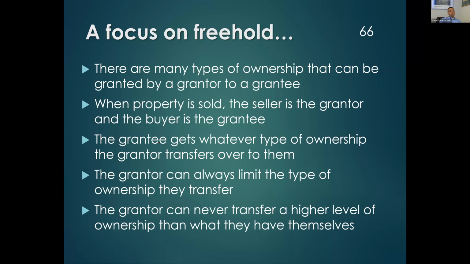Now the grantor can be real nice and transfer everything they've got. So if the grantor has unlimited ownership, what could they transfer? Unlimited ownership. Could they transfer less than unlimited ownership? Yes. They can always go which direction? Down. They can always give you worse than what they got. They can't give you what? Better. They can't upgrade you. If the owner doesn't have unlimited ownership, they cannot grant unlimited ownership.